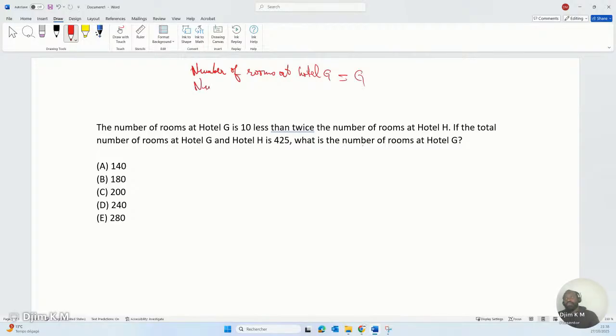and the number of rooms at Hotel H is equal to H. It tells us that the number of rooms at Hotel G is 10 less than twice the number of rooms at Hotel H. So G is equal to twice the number of rooms at Hotel H minus 10.